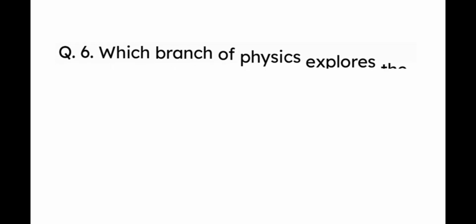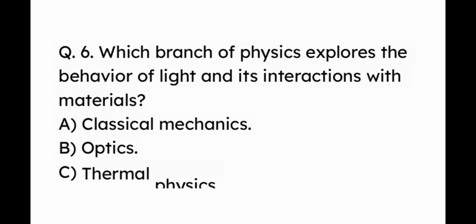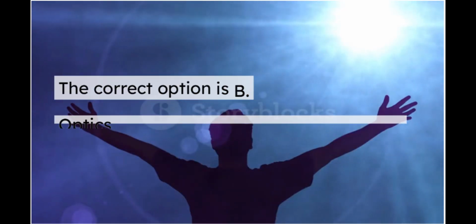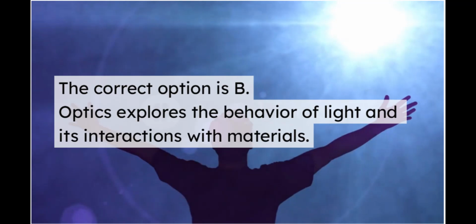Q6. Which branch of physics explores the behavior of light and its interactions with materials? A. Classical mechanics. B. Optics. C. Thermal physics. D. Acoustics. The correct option is B. Optics explores the behavior of light and its interactions with materials.